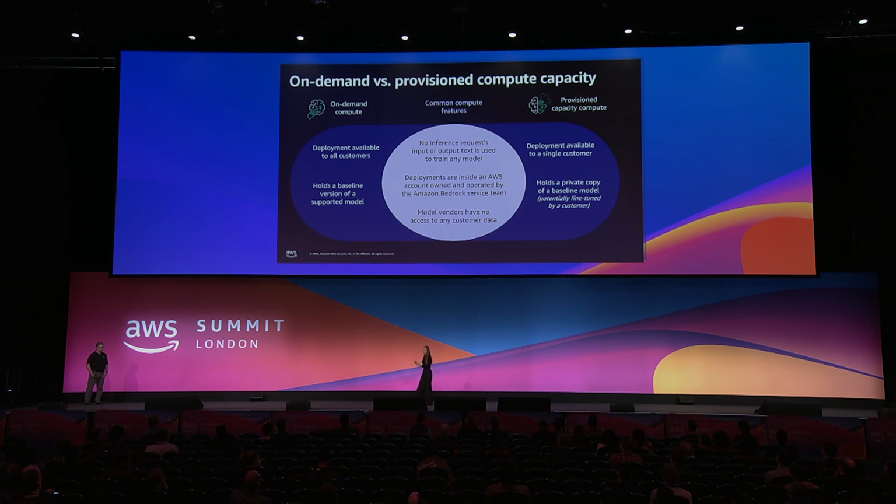On the other hand, with provisioned compute, you can run both your fine-tuned version of a model or a copy of the baseline version of a model. And here, the service team is not going to scale this for you. So you are going to provision a model to a set level of capacity. The benefit here is that you have a guaranteed TPS availability.